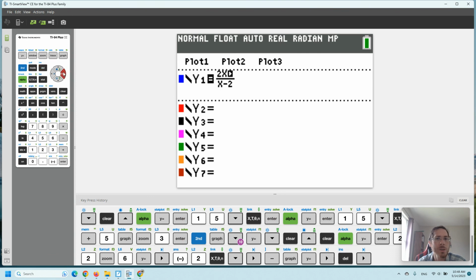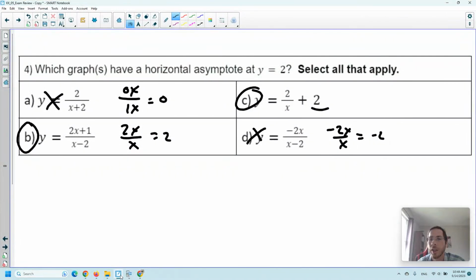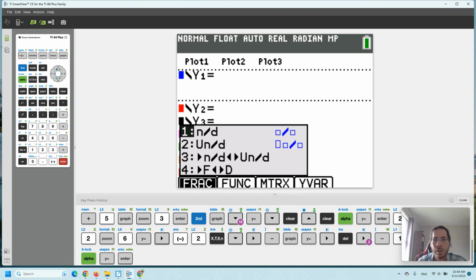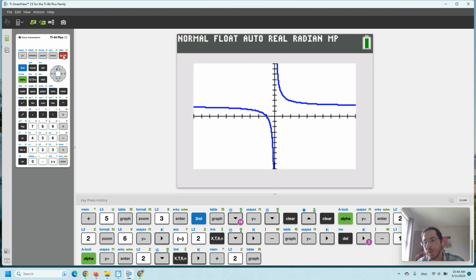There's 2x minus 1. And when we graph that one, we see the asymptote's up at 2, so that looks pretty solid. And then for the last one, 2 over x plus 2. So 2 over x, and then after that, we get plus 2. All right, and if we graph that one, again, we see the asymptotes there.